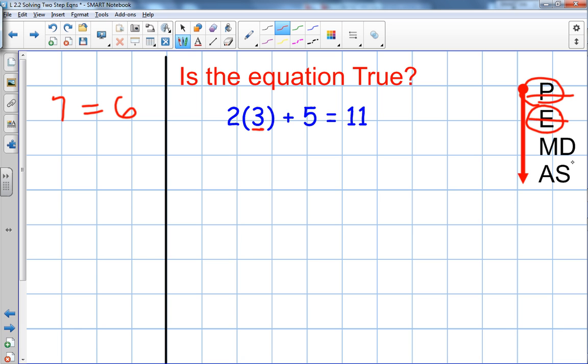And then you look for multiplication and division. And 2 times 3 is multiplication, so I'm going to do that step first. 2 times 3 is 6. Plus 5 equals 11. And then you finish by looking for addition and subtraction. 6 plus 5 is addition, and that equals 11. And because both sides of this equation are 11, it's a true equation. Now really all I wanted you to see was how the order of operations works when you're simplifying expressions or simplifying numbers.